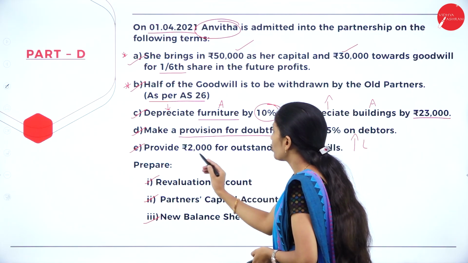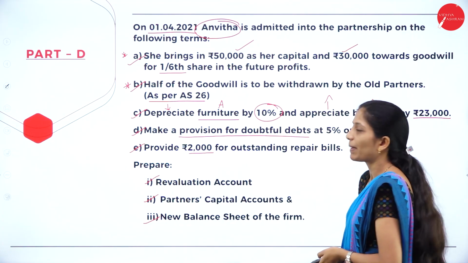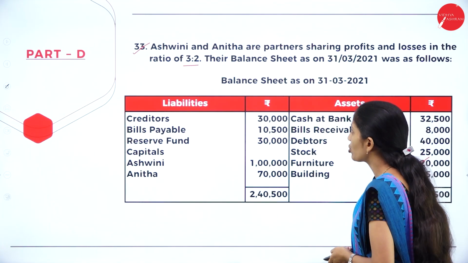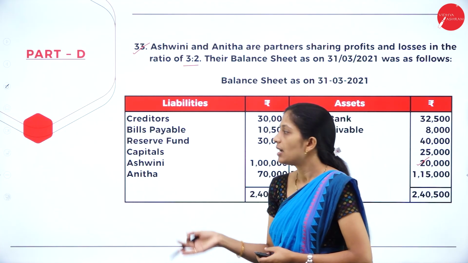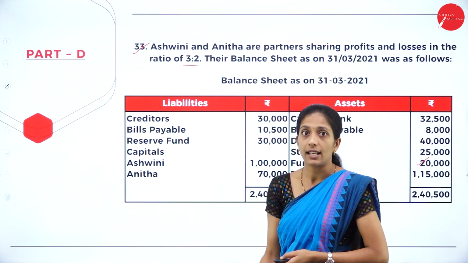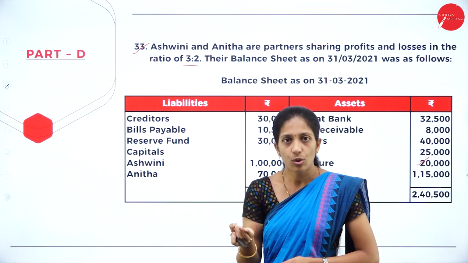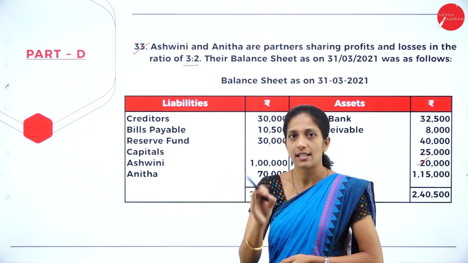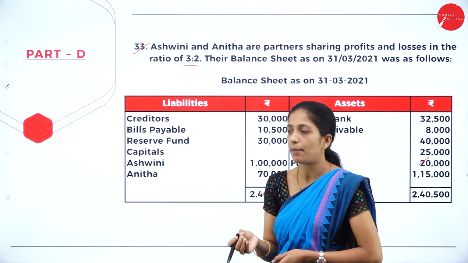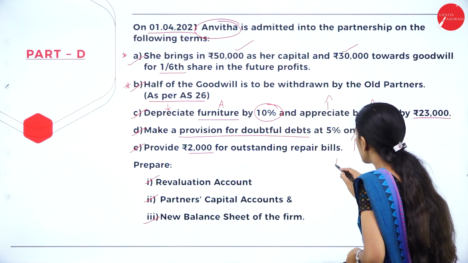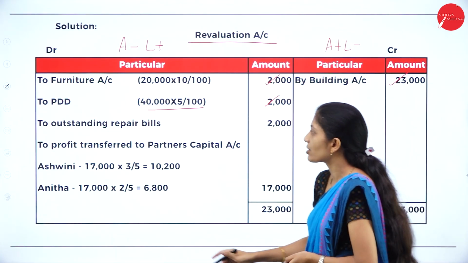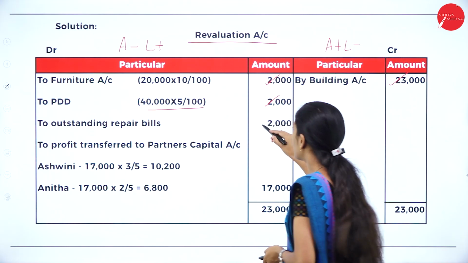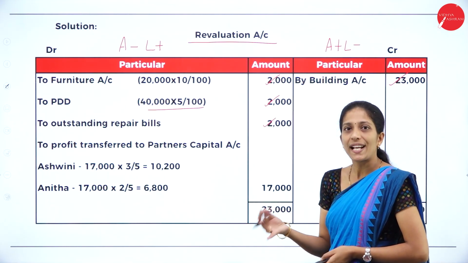Next one, provide 2,000 for outstanding repair bill. Now, if you see your balance sheet in your liability side, outstanding repair bill is a liability. It is not there in the liability side. But in the adjustment, they have told us to create a new liability. It's nothing but increase in liability, correct? So increase in liability, where do we record in your revaluation account? That is in the debit side. So, to outstanding repair bill, 2,000. So, we are done with this.